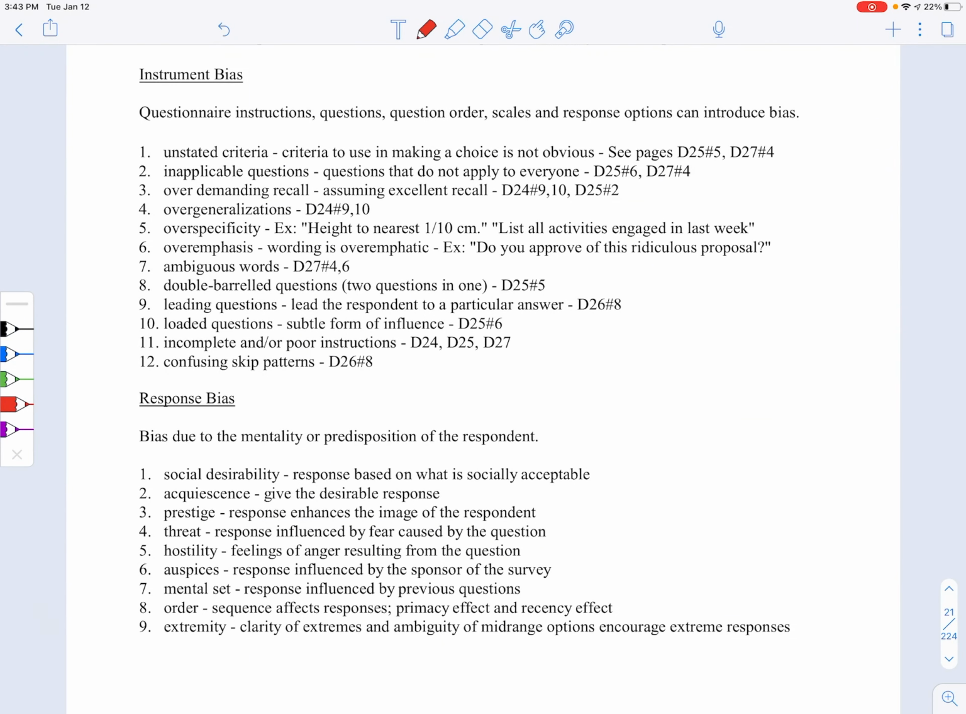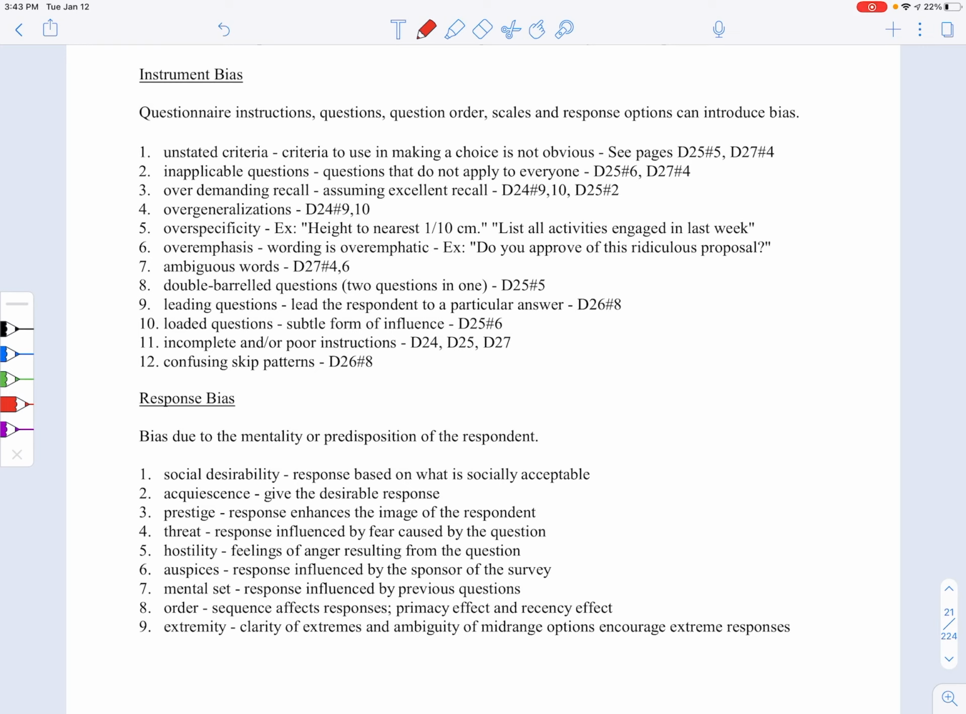Let's move into the next category of bias, and this is instrument bias. When we talk about instrument bias, we're talking about the survey questionnaire itself: the instructions, the questions, the order, the scales, the responses, that kind of stuff. Now there are 12 things listed here.